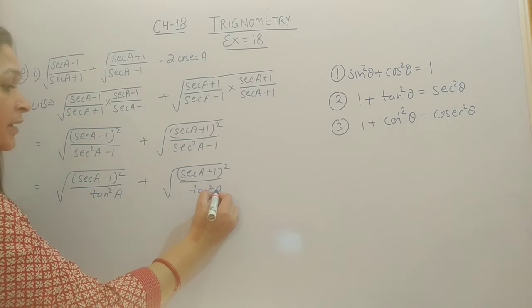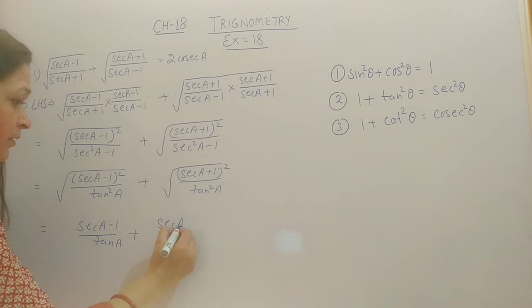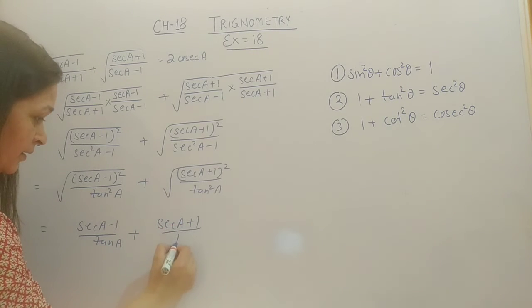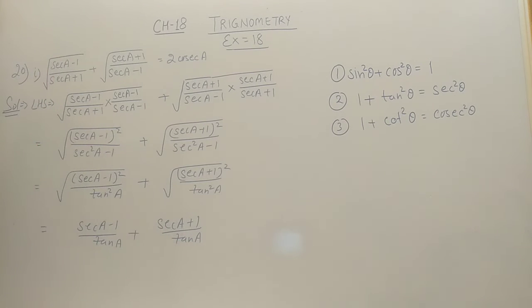Now we can take it out from this root symbol. It will become (sec A minus 1) by tan A plus (sec A plus 1) by tan A. The denominator is the same, so directly we can simplify the numerator, sec A minus 1 plus sec A plus 1. So this 1 will cancel out. It will become 2 sec A by tan A.